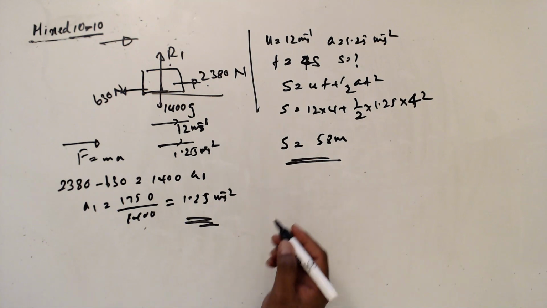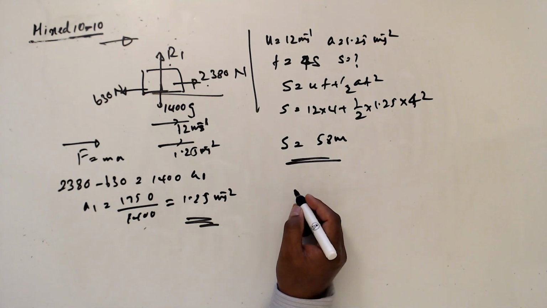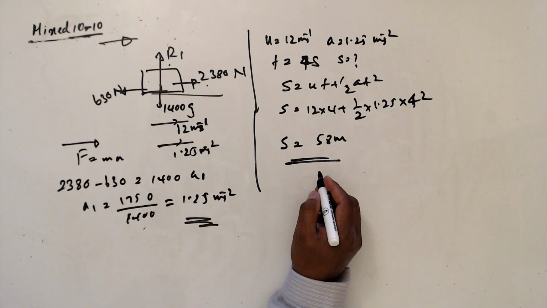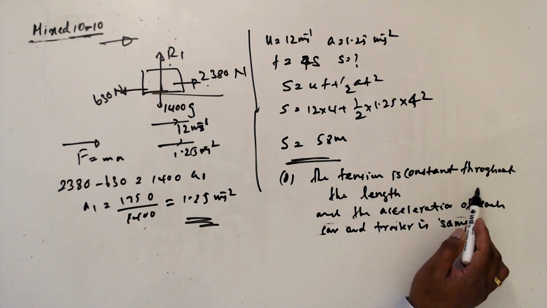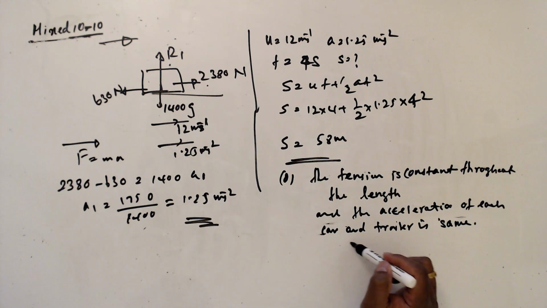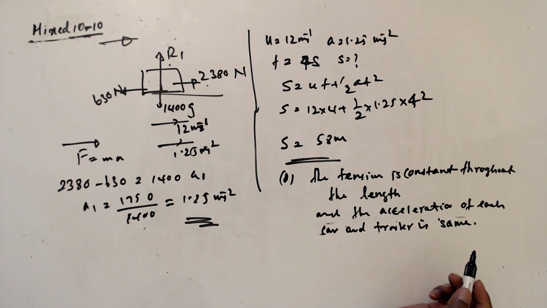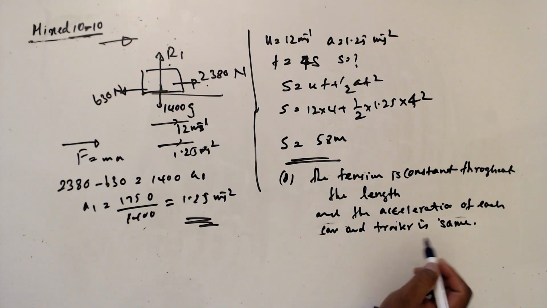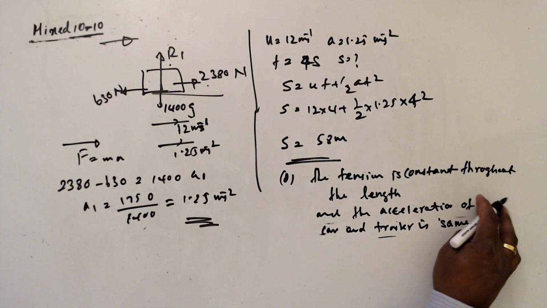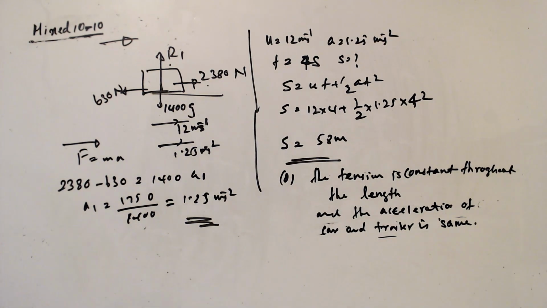So now the part D, the tow bar is inextensible, so we want to write the assumption of it. The tension is constant throughout the length as a result, and the acceleration of each car and trailer is the same. So the acceleration of car and trailer is the same.